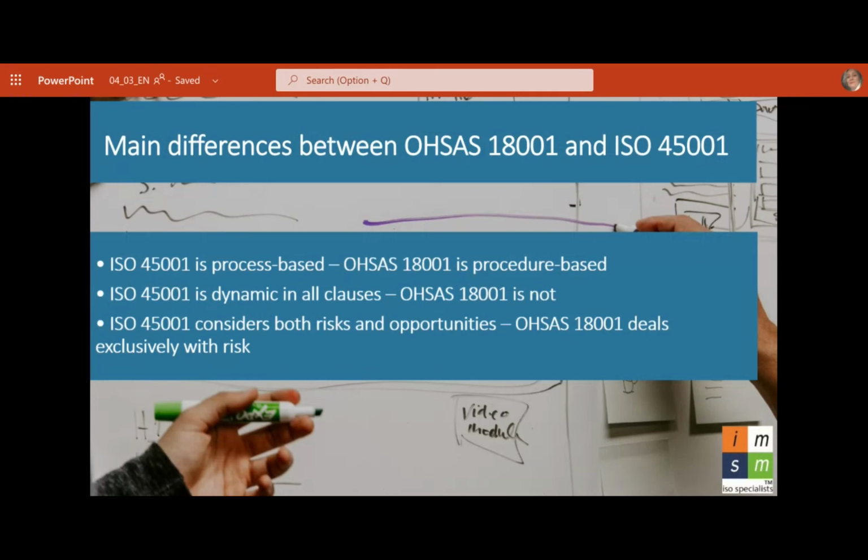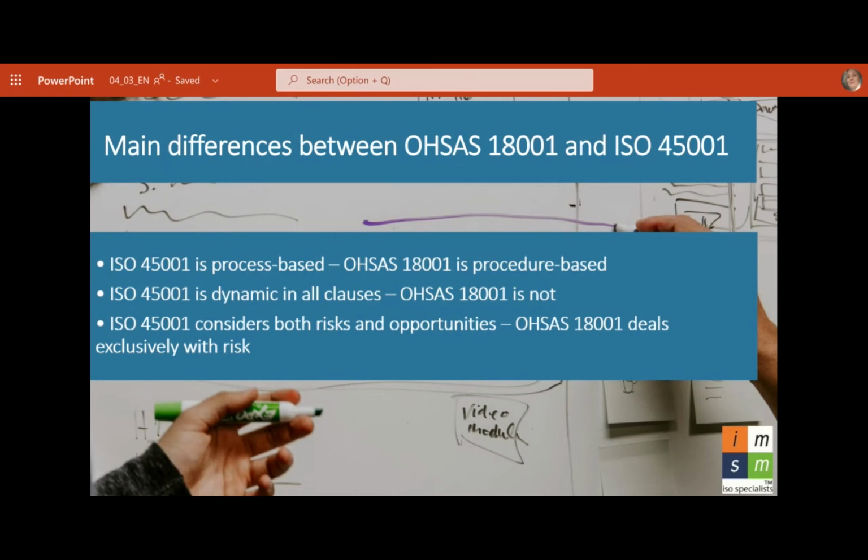Exactly. So the main difference between 18001 and 45001: 45001 is process-based. 18001 is procedure-based. 45001 is dynamic in all clauses. 18001 is not. 45001 considers both risk and opportunities. 18001 deals exclusively with risk.